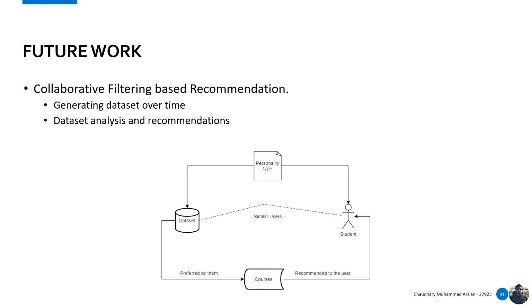The user will then also be recommended the courses that other individuals with the same personality prefer, as shown in the diagram. After the classification of a user, the system will find users with similar personalities in the system, and the courses recommended by those users will also be offered to the existing user. Now my colleague will demonstrate the working of our project first.